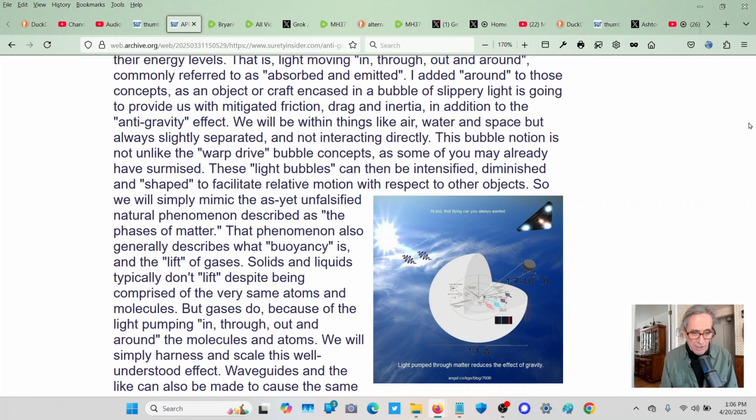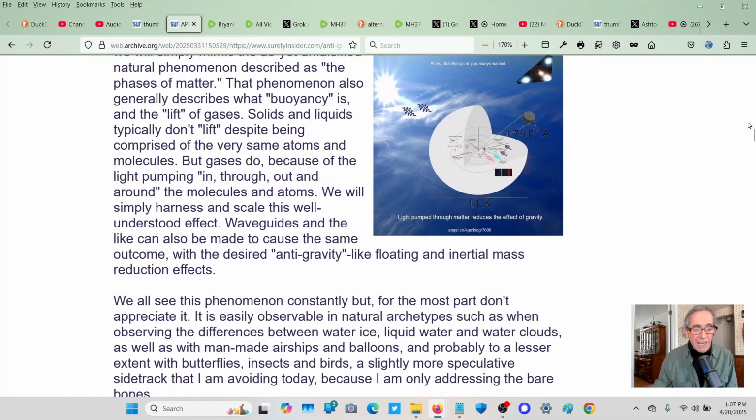So we will simply mimic the as yet unfalsified natural phenomenon described as the phases of matter. That phenomenon also generally describes what buoyancy is and the lift of gases. Solids and liquids typically don't lift, despite being comprised of the very same atoms and molecules. But gases do, because of the light pumping in, through, out, and around the molecules and atoms. We will simply harness and scale this well-understood effect. Waveguides and the like can also be made to cause the same outcome, with the desired anti-gravity like floating and inertial mass reduction effects.